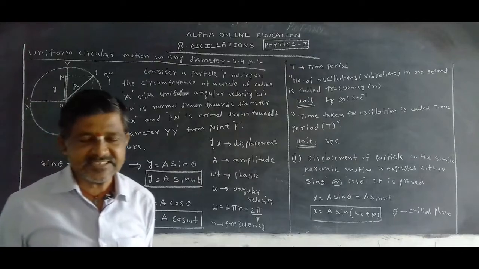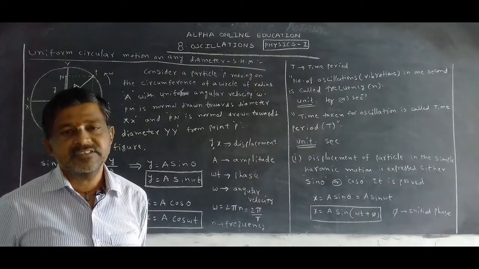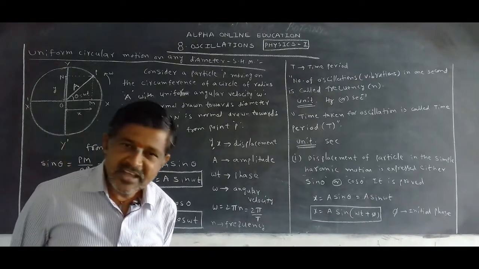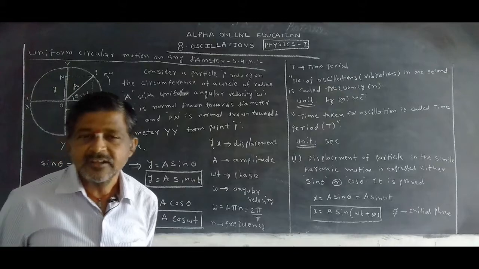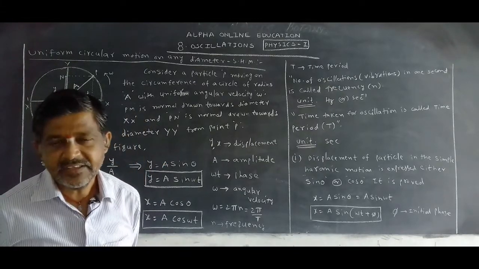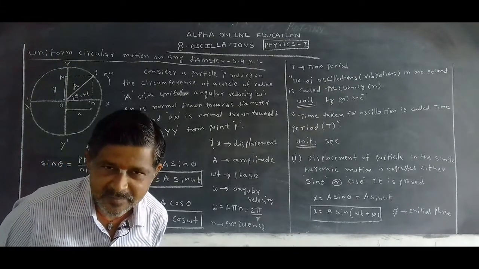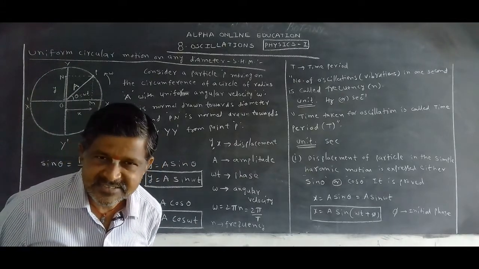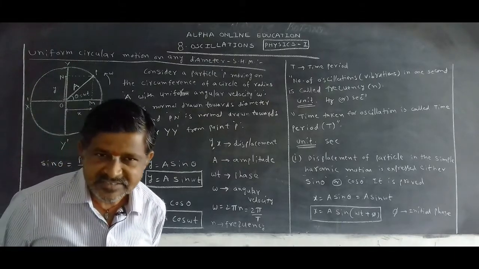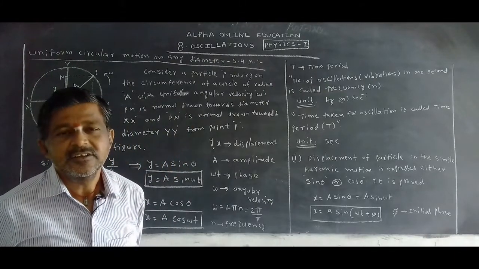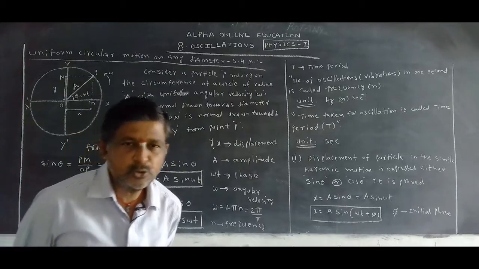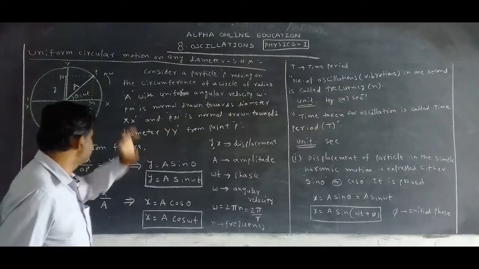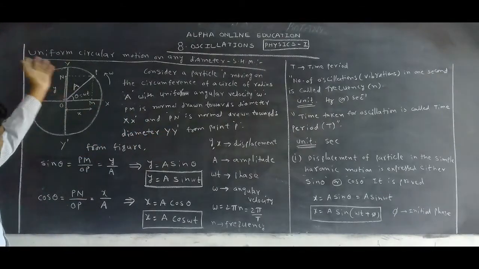PM and PN are normals or perpendiculars drawn from point P along x dash and y dash of the circle. What is x dash? Diameter of the circle along x axis. Y dash is the diameter of the circle along y axis. Towards these diameters we take two normals. What are the two normals? PM and PN. Okay, now see the figure.